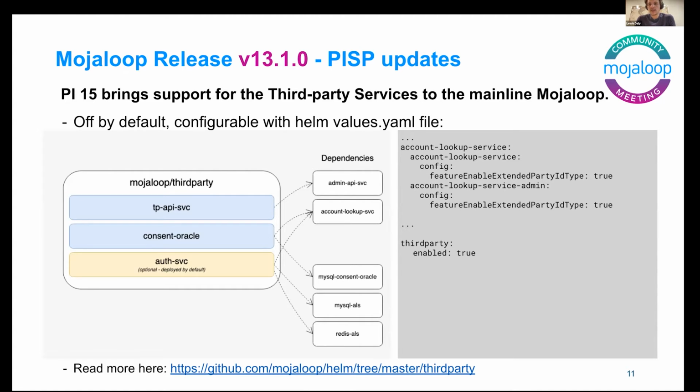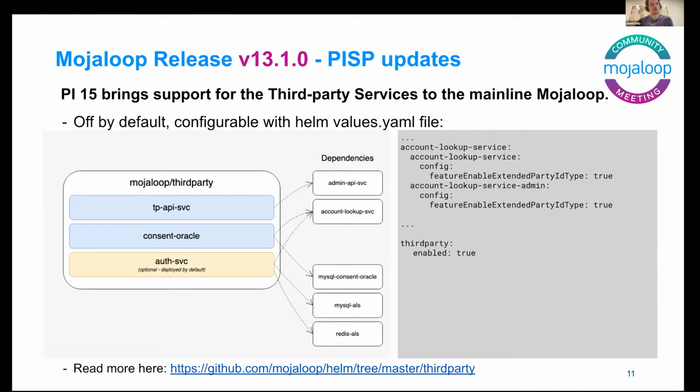And what you see on the right-hand side there is the configuration that you need to do in order to turn it on. It's off by default, but when you set those configuration values in your values.yaml file when you're doing your Helm install, that will magically turn on all the third-party API stuff. And on the left is a little diagram that shows the actual services that get deployed, and their dependencies. And there's a guide in that link below, inside of our Mojaloop Helm repository. That guide talks you through how to deploy Mojaloop with third-party API support.